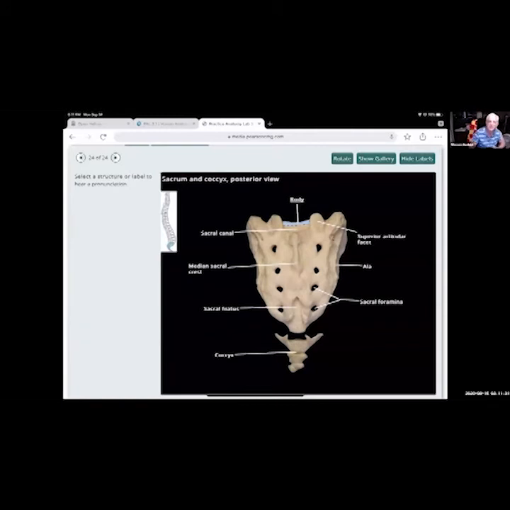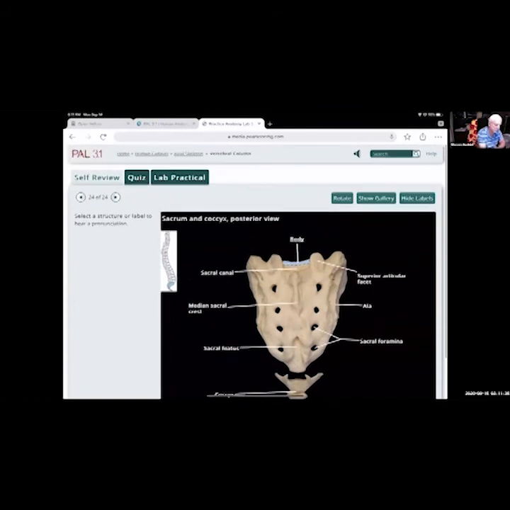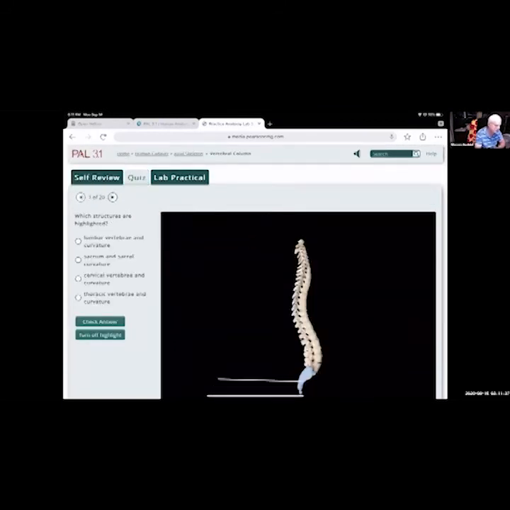Perfect. And let's go to the quiz. See what you guys remember. What structures are highlighted? Sacrum and sacral curvature. Okay. I'll agree with that. Correct. Because remember, the first one is your cervical, then your thoracic, lumbar, and your sacral curvature.